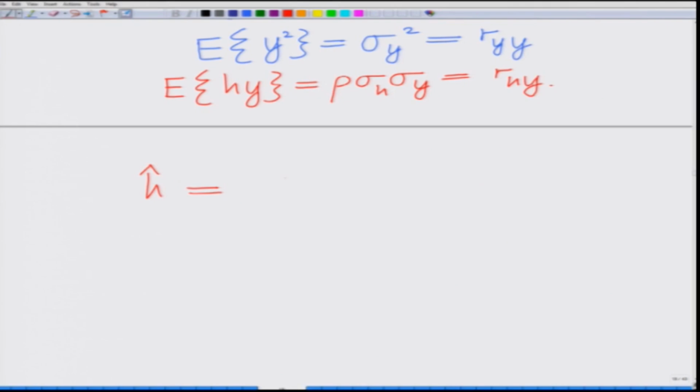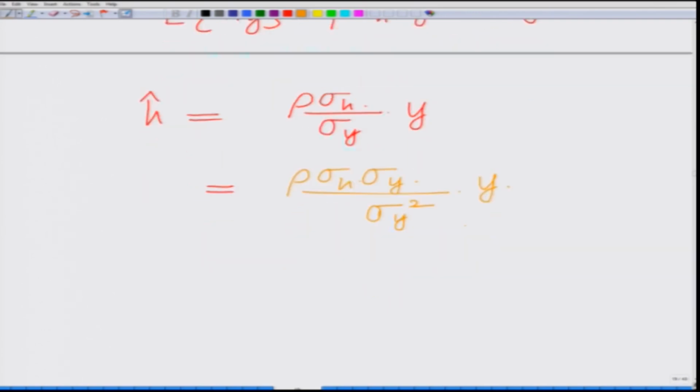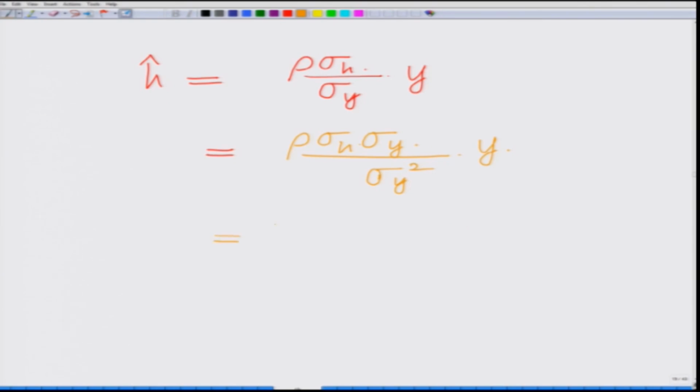So, this is basically your rho sigma h divided by sigma y times y, and now I can simplify this as follows. That is, multiplying and dividing by sigma y, I have rho sigma h sigma y divided by sigma y square times y. If you look at this quantity here, this is basically your r h y, and this quantity in the denominator is basically your r y y.